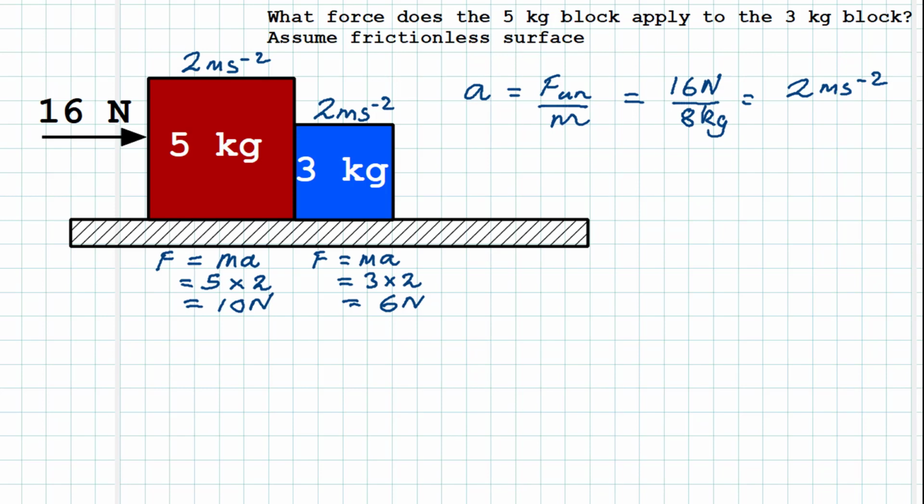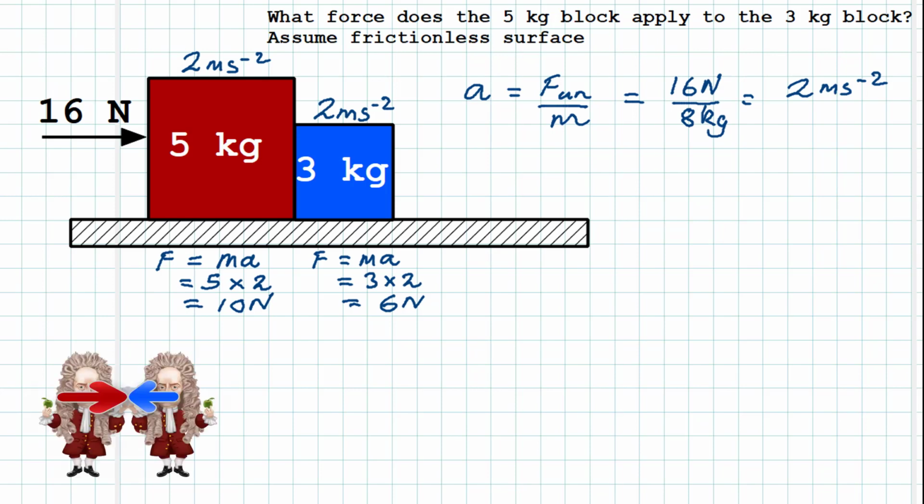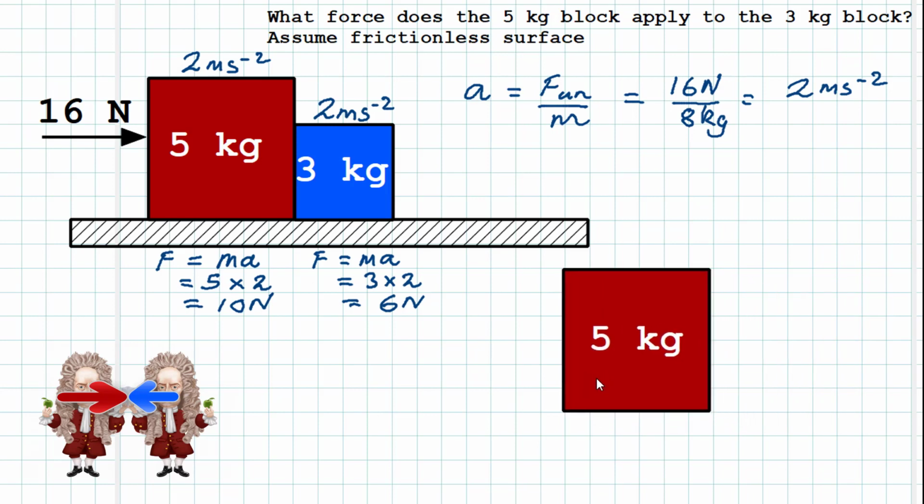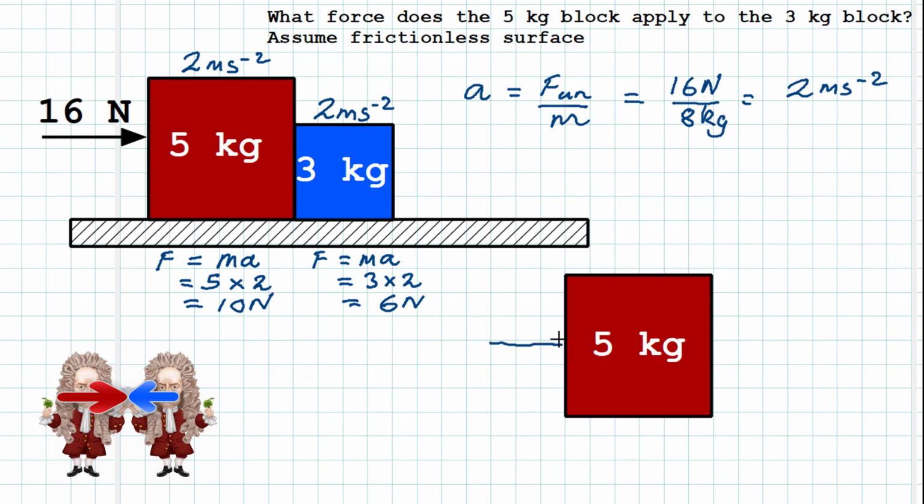Well, because the two blocks are in contact with each other, there has to be what we call a Newton pair of forces. And to see this better, we're going to look at the 5 kilogram block on its own. Now the 5 kilogram block is pushed with a force of 16 newtons. Now, because the 5 kilogram block pushes the 3 kilogram block with a force of 6 newtons, the blue block, the 3 kilogram block, will push back with a value of 6 newtons. That's what we call a Newton pair.